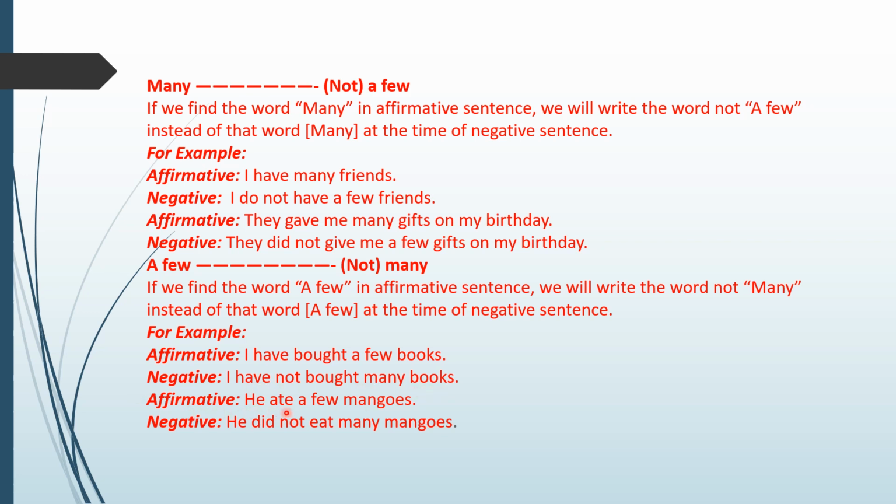Another example, he ate a few mangoes. Again, there is a few. So you will write not many. So the negative is he did not eat many mangoes. So children, keep in mind, if there is many in the affirmative, then not a few. And if there is a few in the affirmative, then you will write not many in the negative.